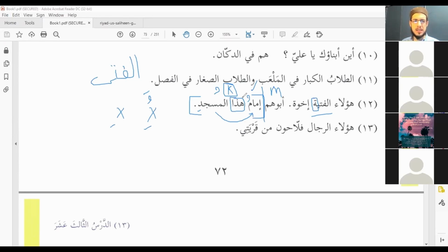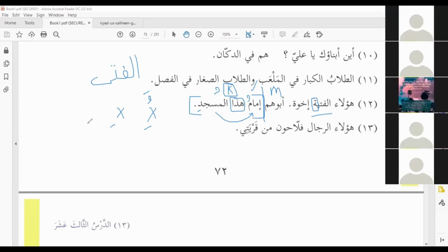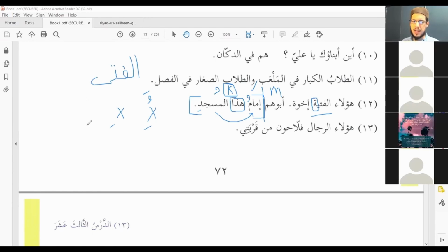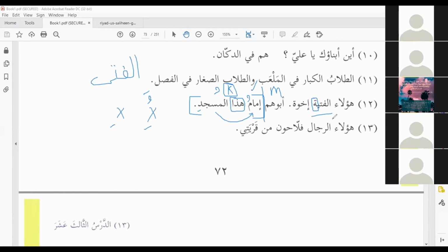This is a nice little review of mudaf and mudaf ilayh in an interesting kind of construction. Abuhum, their father, is mubtada, marfu'; imamu hadha al-masjidi is khabar, marfu', mudaf ilayh. Anyone have any questions about that? Does that make sense? Sort of, kind of?